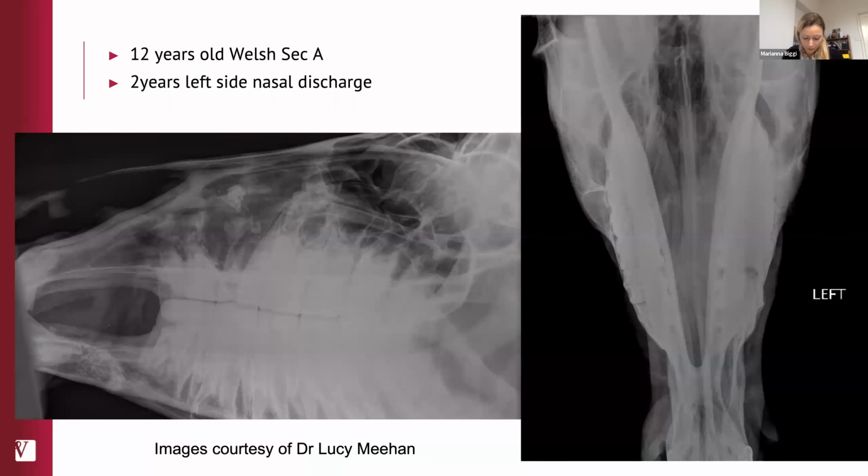This is an interesting case. This is a 12 year old pony which had left side nasal discharge for 2 years, actually since it was purchased 2 years ago, so the owner was not quite happy about this. And when radiographs were taken, there were quite dramatic changes. We can see that the tooth has been removed and the 06 has drifted, trying to close the gap between the 06 and 08.